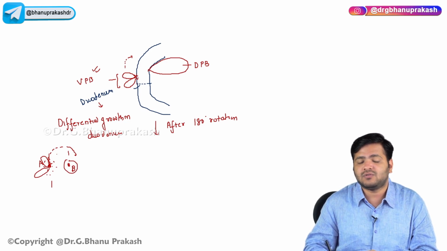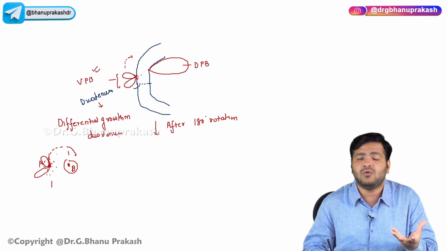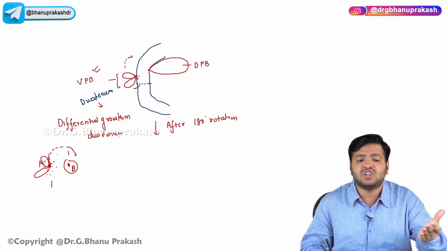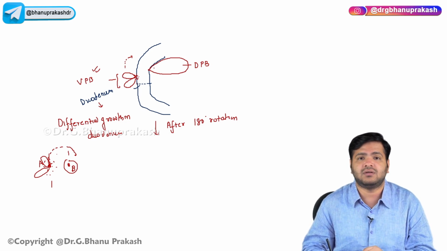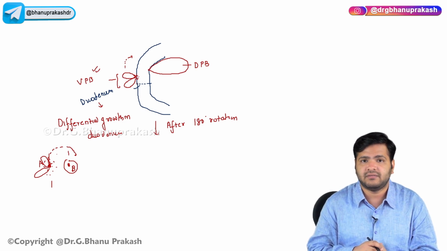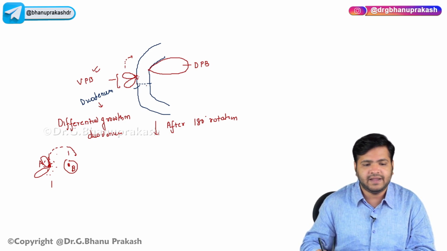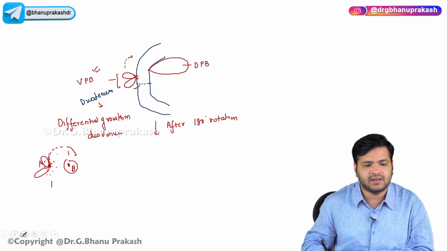But the B point will not grow. The B point where the dorsal pancreatic bud is there, it will not grow. It is only the A point which will grow, and due to the growth in this part of the duodenum, it will shift the ventral pancreatic bud to the dorsal side, to the site where the dorsal pancreatic bud is present, right? So now after its 180 degrees rotation, let us see what structures I will get over here.